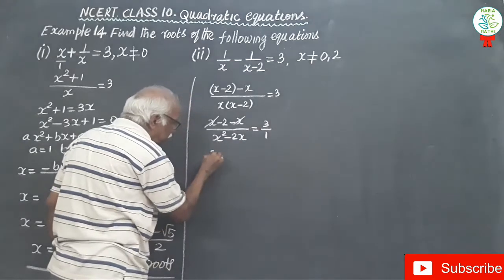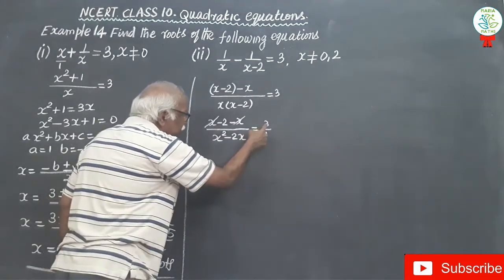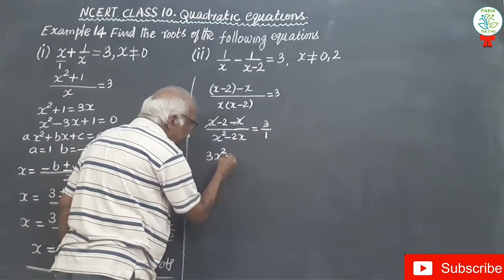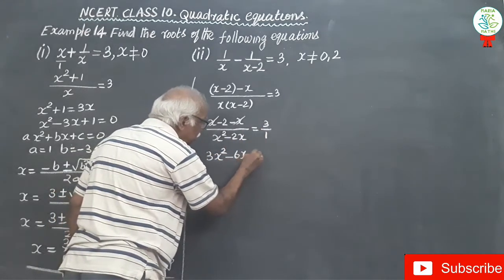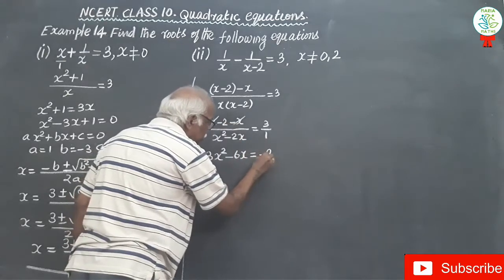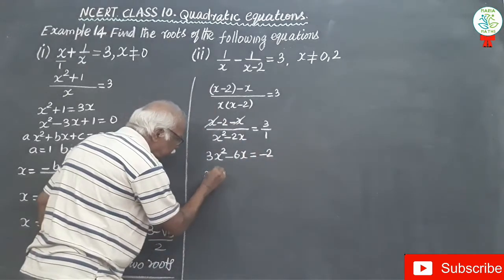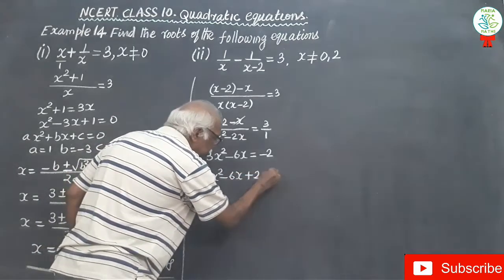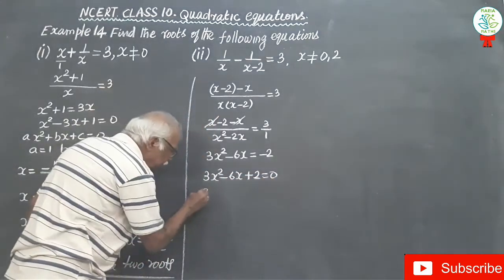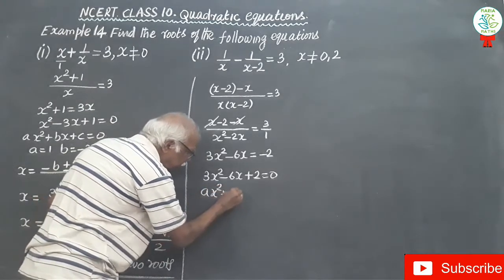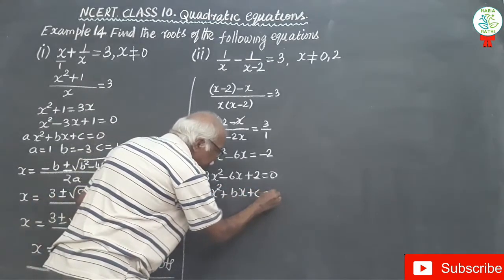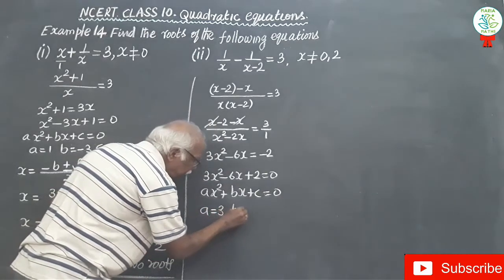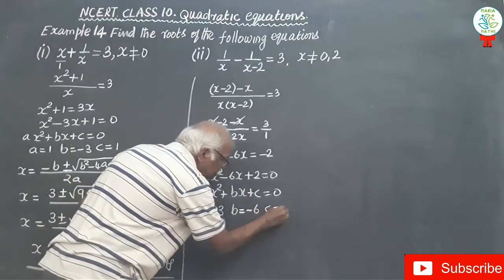Now if we cross multiply: 3 into x square, 3x square; 3 into minus 2x, minus 6x; 1 into minus 2, minus 2. Therefore 3x square minus 6x plus 2 equal to 0, which is a quadratic equation. Equating with the standard equation, comparing, a is 3, b is minus 6, c is 2.